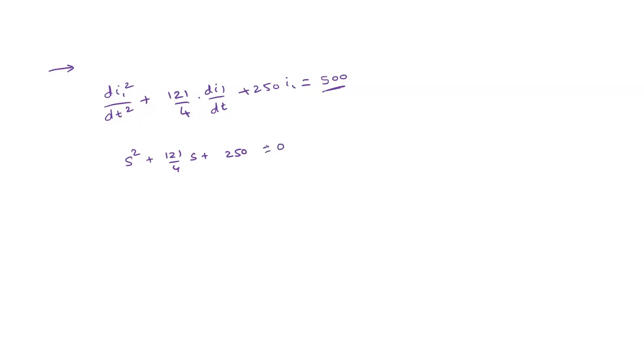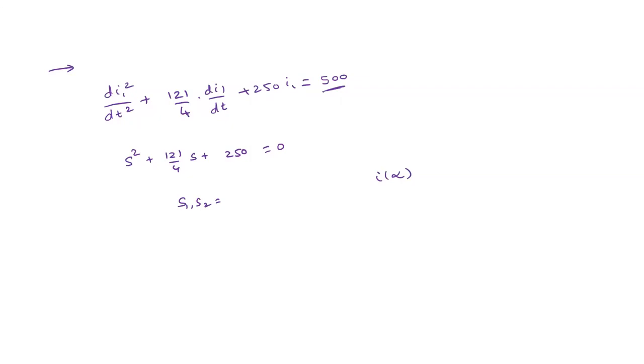Yes, sir. Okay, so find out the roots for this, S1, S2. Sir, that 500 value is the I of infinity value, sir. So we need to neglect that 500 and add I of infinite. Just a second. Imaginary roots are coming. Yes, sir, because 125 by 4 whole square is less than 250.